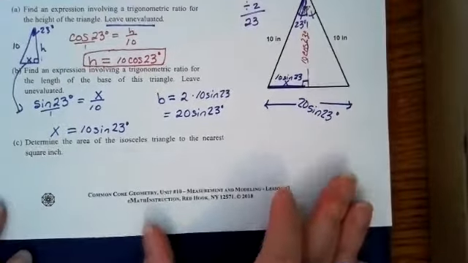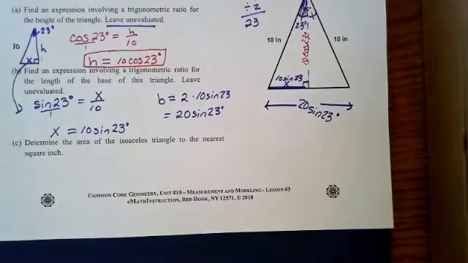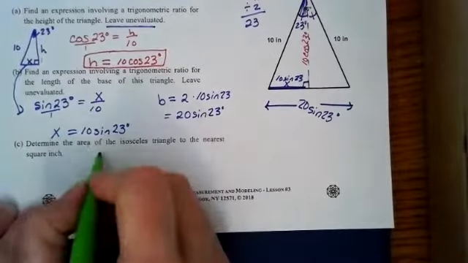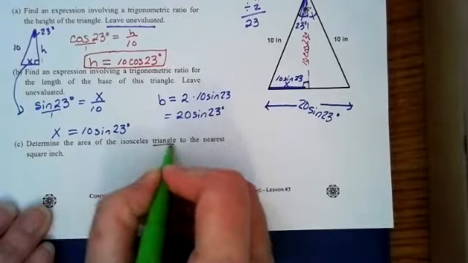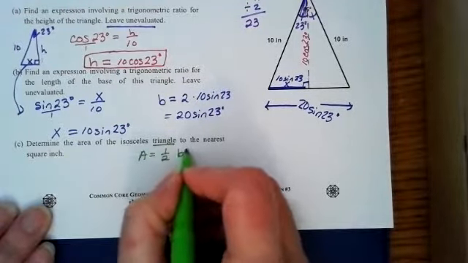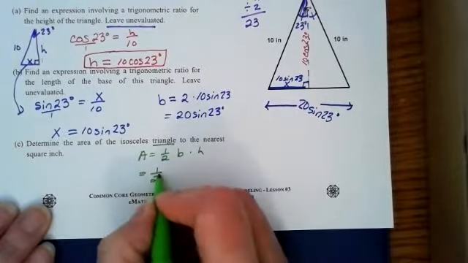Okay, we wrap up this problem with the question of area. Determine the area of the isosceles triangle to the nearest square inch. This one we'll put in our calculator. Bringing in all the information we just figured out, let's start with the formula of a triangle area. Triangle area is half the base times the height.